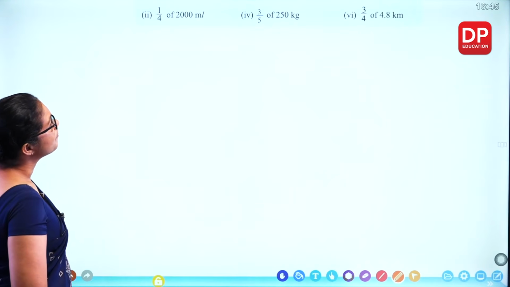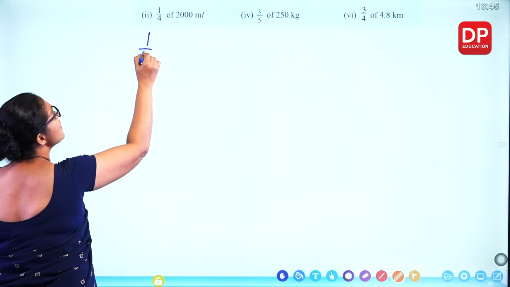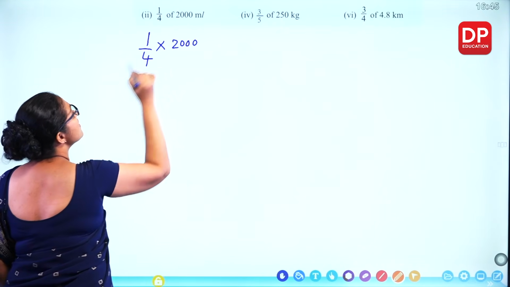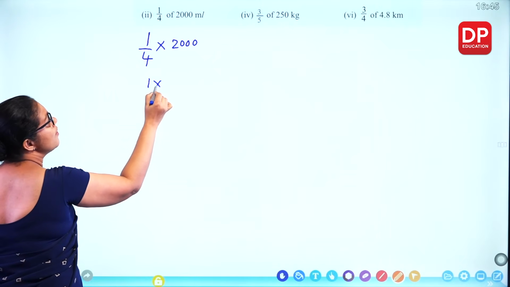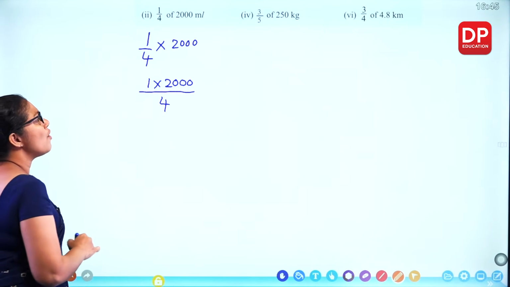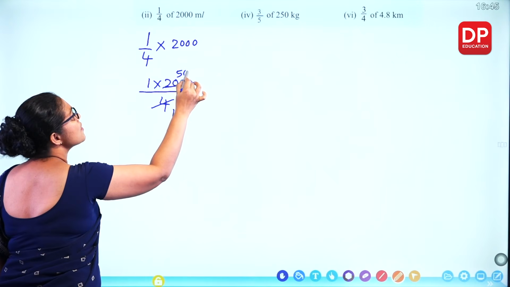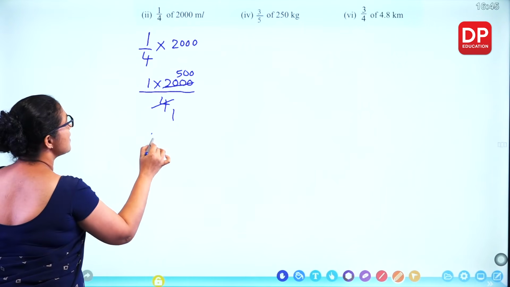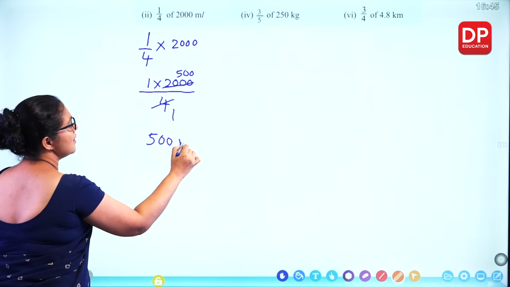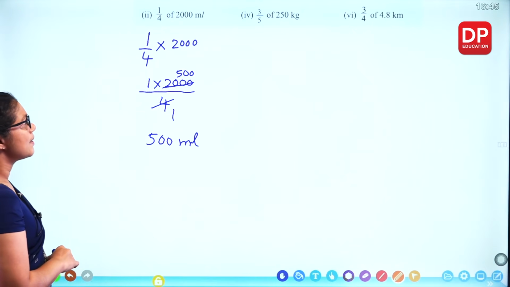Now we'll take the next question. It says 1/4 of 2000. Similar to the previous one, straight away you can multiply with this number. You can rewrite it as 1 times 2000 divided by 4, then simplify. You can divide by 4, 4 times 500, so the answer is 500. The unit, you need to think about, is given as milliliters.